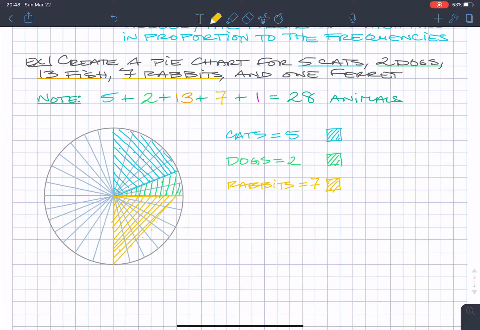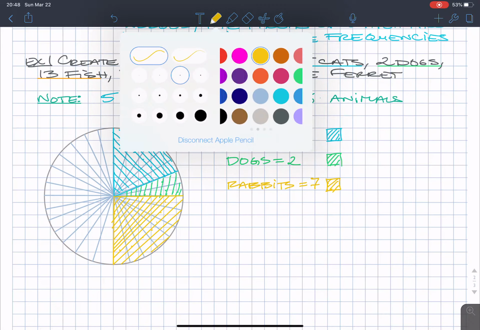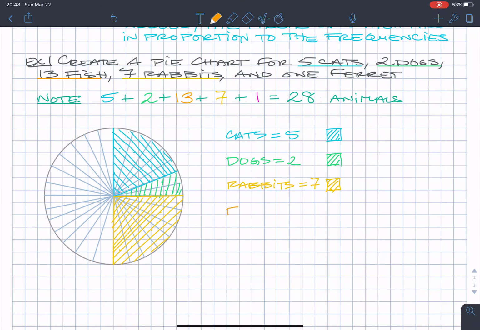Something like so. Oops, that didn't work at all. Okay. But I think we get the idea, hopefully. Okay, so now let's do the fish, which was 13.